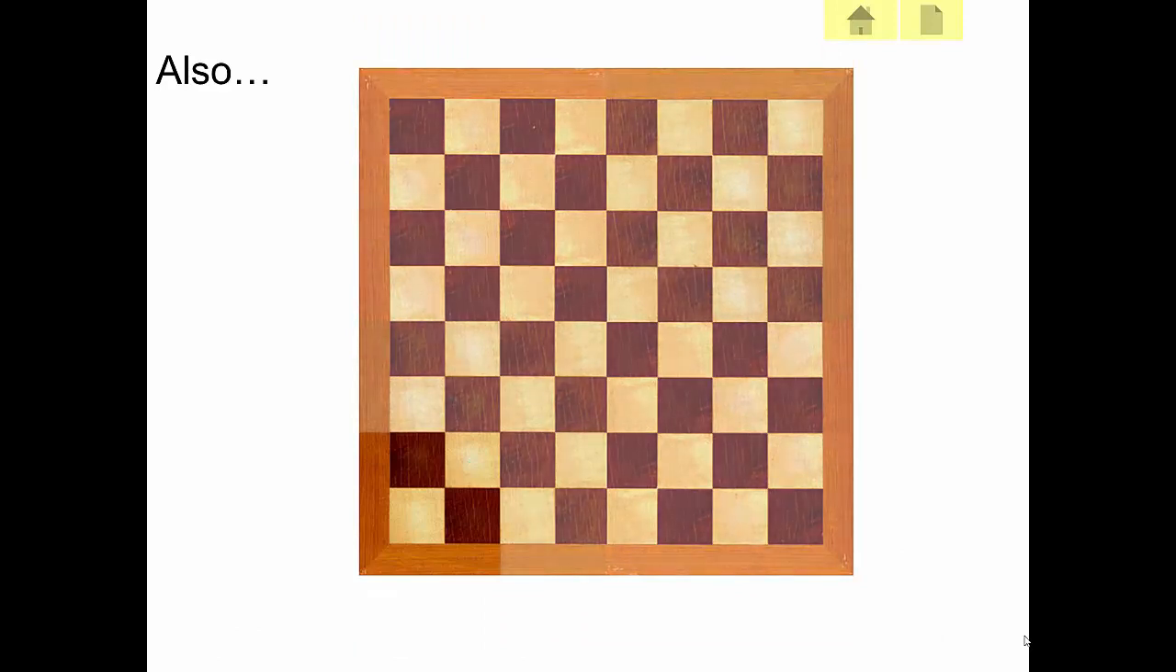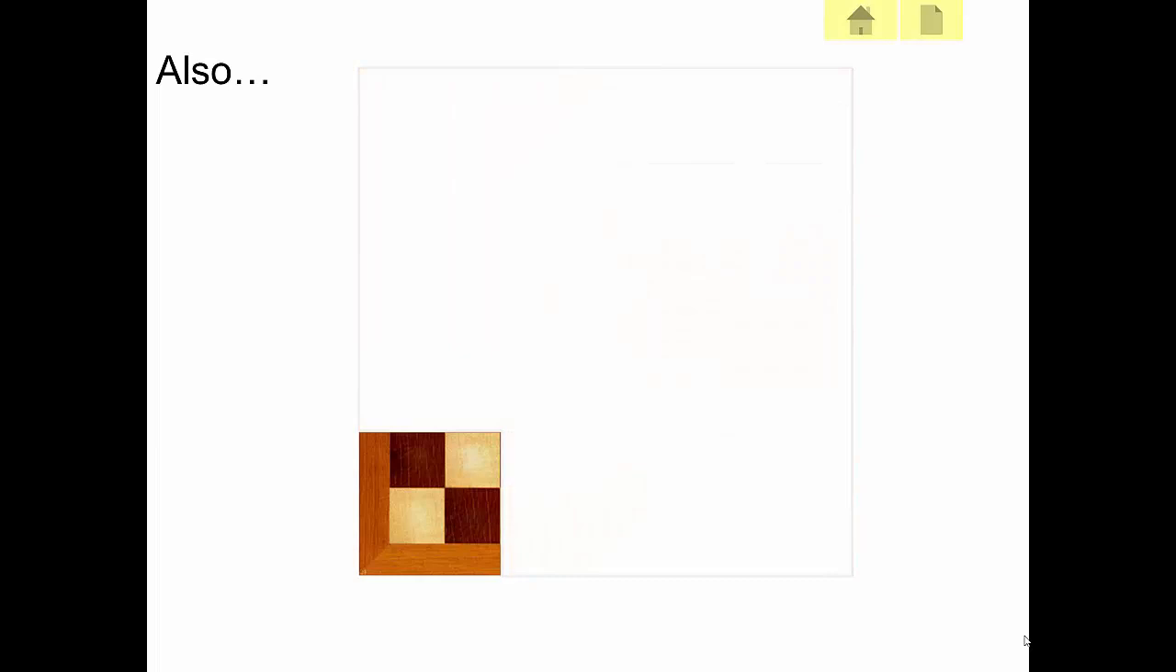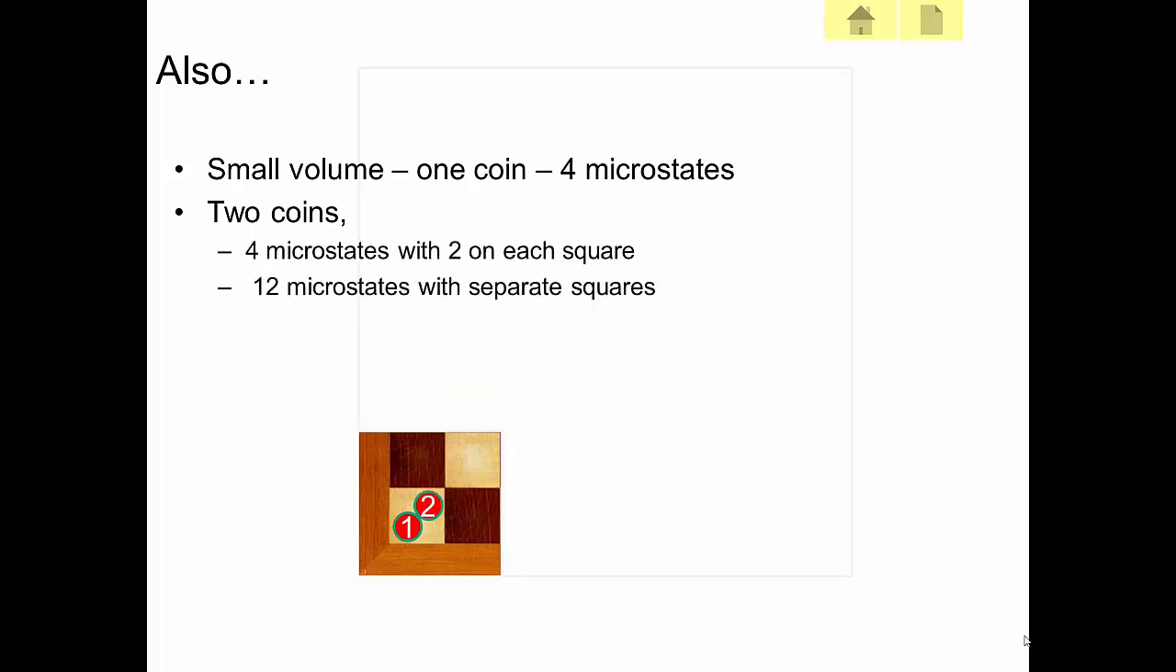Also, another way of looking at it is that if you have the same number of coins but reduce the space, so we only have 4 possible options here, you put 1 coin there. There are only 4 microstates here: there's bottom left, top right, bottom right. So with a small volume, in this case we've got 1 coin, there are 4 microstates. If we have 2 coins, then we have many more possibilities. There are 4 microstates with 2 on each square, but there are 12 microstates where they're on separate squares. And you can try that out.